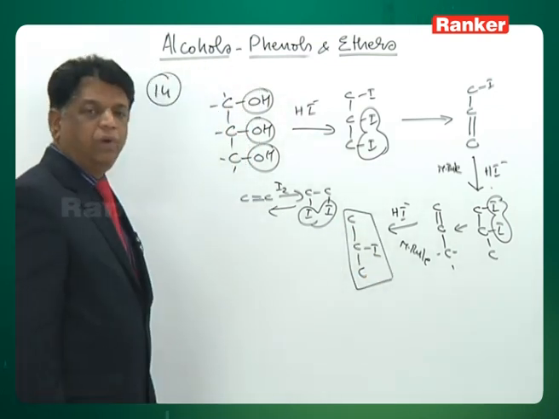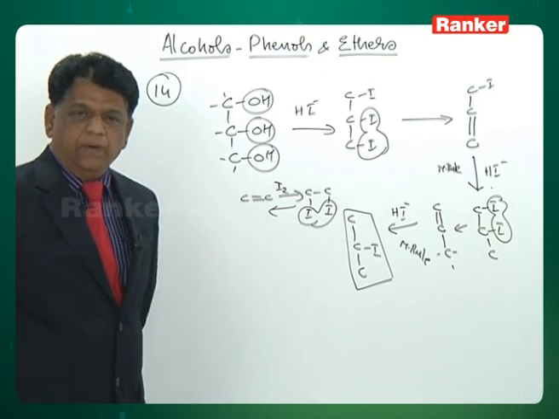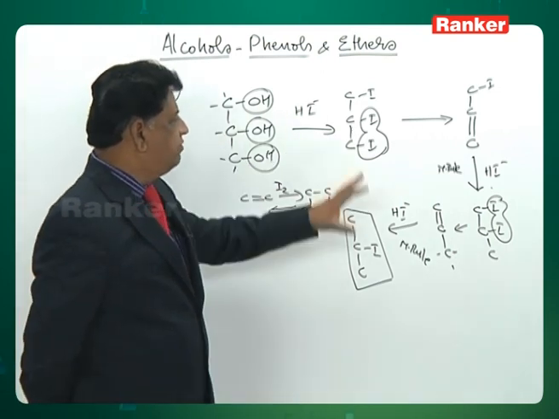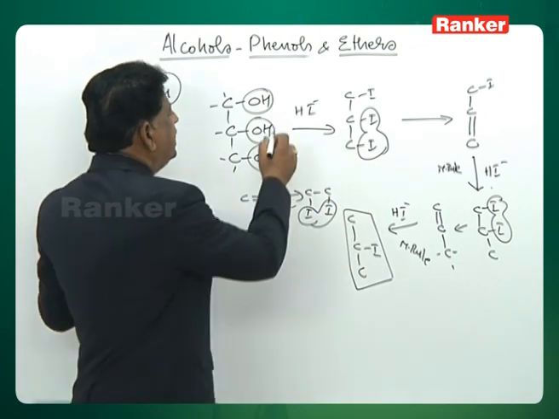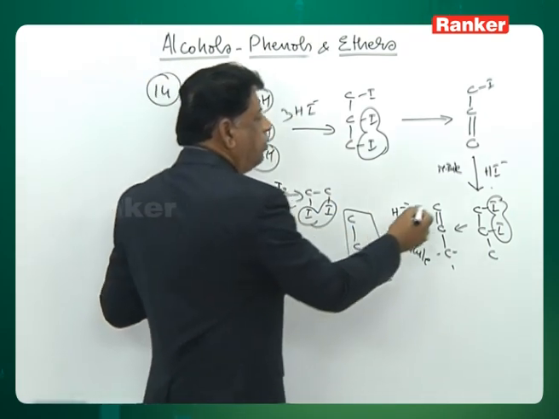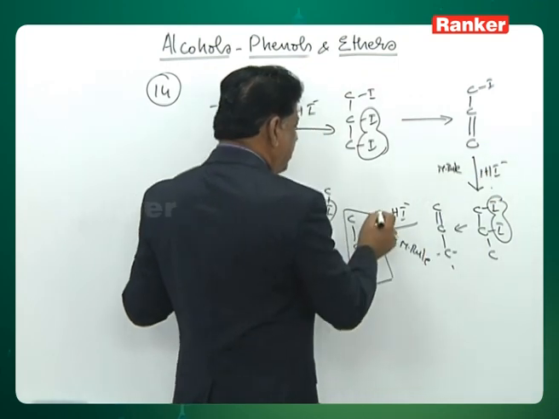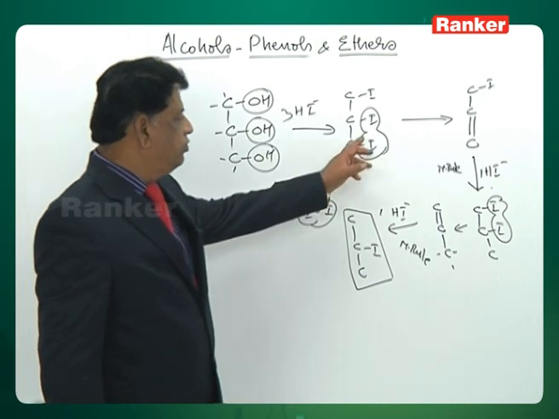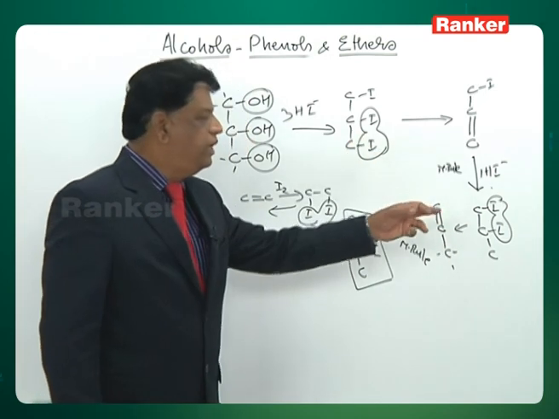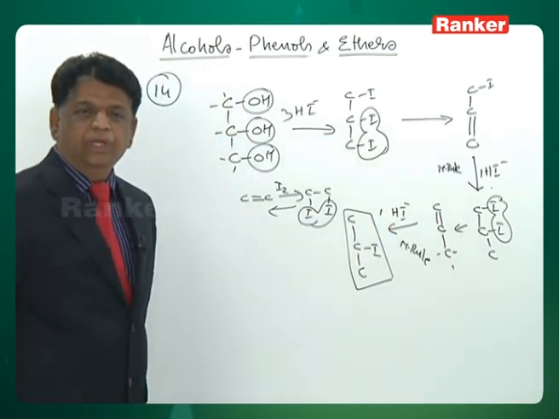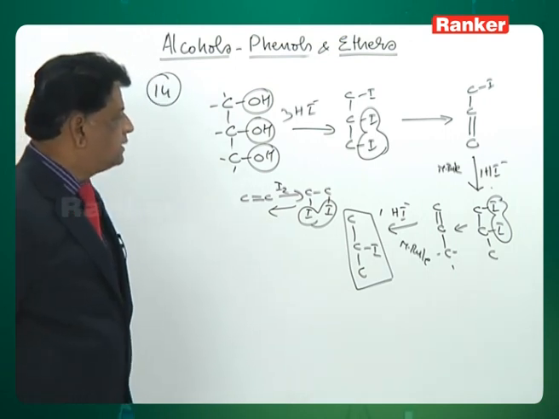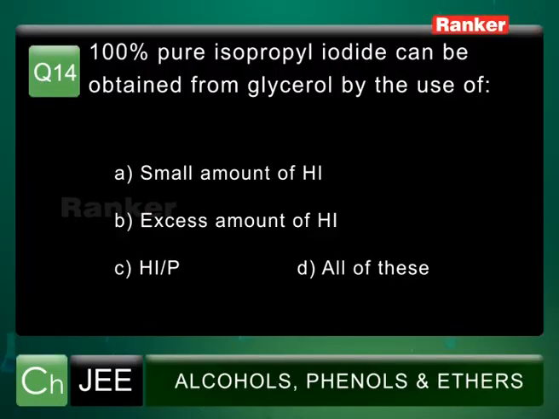So a pure sample of isopropyl iodide can be obtained from the glycerol with excess of HI. Here actually 3 moles are consumed, here 1 mole of HI, here 1 mole, total 5 moles of HI is consumed. However, twice you are removing the iodine also. So the reaction leads to give the isopropyl iodide. It's a wonderful reaction commonly asked in other examinations also. So the answer goes to therefore B.